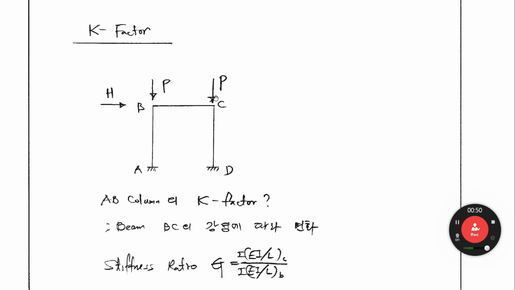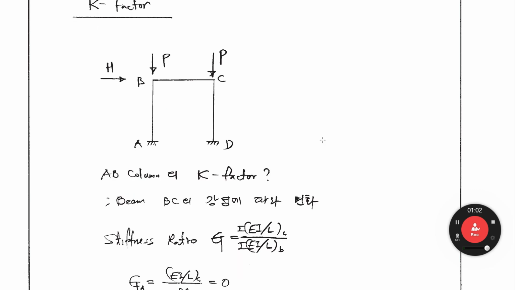This is a portal frame subjected to vertical load P and the horizontal load H. In order to calculate the column strength, we have to calculate K-factor first. K-factor means effective length factor. K-factor depends on the stiffness of column and beam. So different stiffness ratio of column and beam result in different K-factor.